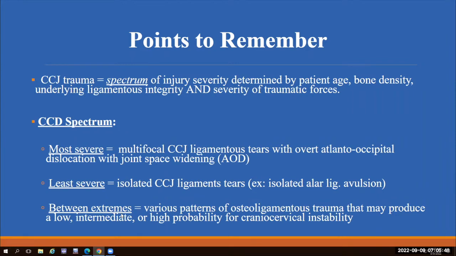The whole idea is to try to predict which patterns of injury are going to predispose to instability. That's the key, because that is going to determine whether the patient needs an occipital cervical fusion or whether the patient can be treated conservatively with external bracing.